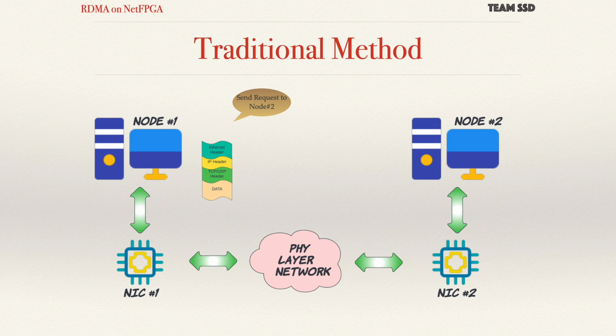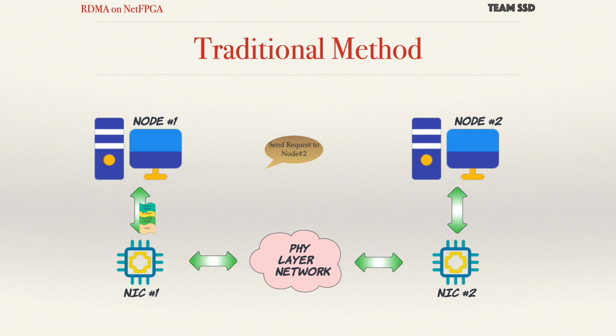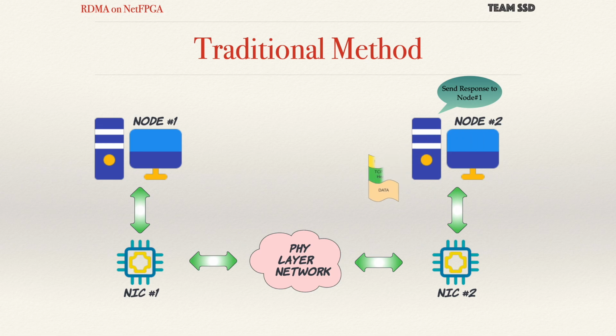The data will go through multiple protocol layers in the OS. The headers will be added in them, as was shown. Then this will be passed on to the card and onto the network. Then it will reach node 2, where the headers will be removed. And at node 2, copying needs to be done from the kernel space to the user data space. And all of this takes a lot of time.